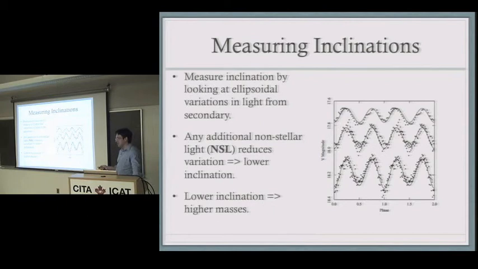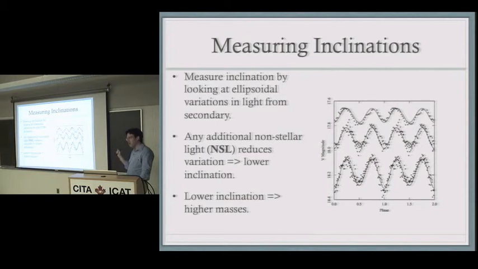However, the light that you see is not just from the star. There's also a contribution from an accretion disk, the accretion disk around the black hole, which may be subdominant, may be equal to, or maybe even larger than the contribution from the star. So this non-stellar light contaminates this signal and raises the overall level of the signal you observe, but does not contribute to the amplitude of the variations. So in effect, it makes the relative variation smaller.